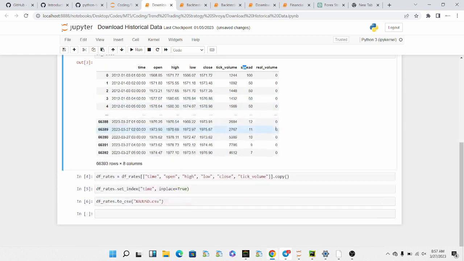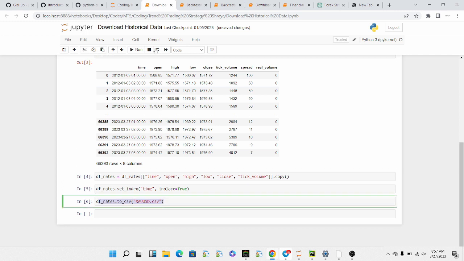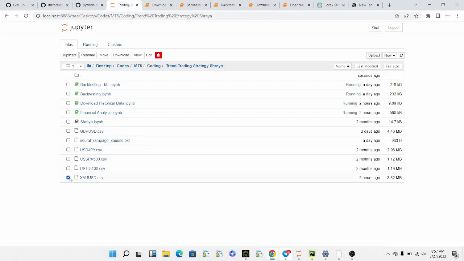So we're able to import the data here. We save that as a CSV file, and you can see that data here. All right, the XAUUSD file, 3.82 MB.